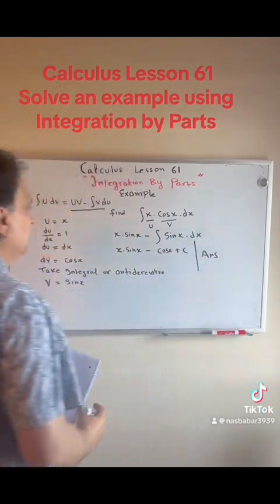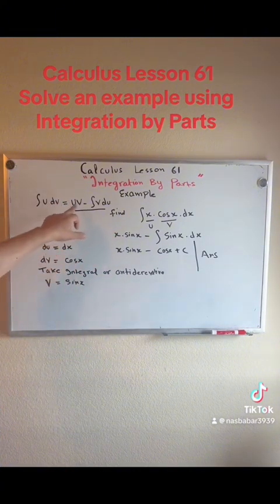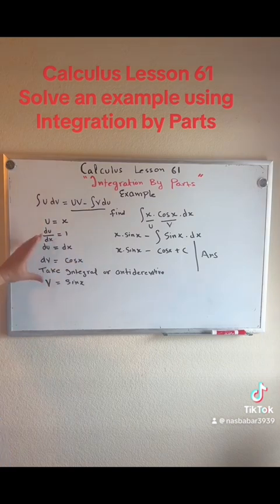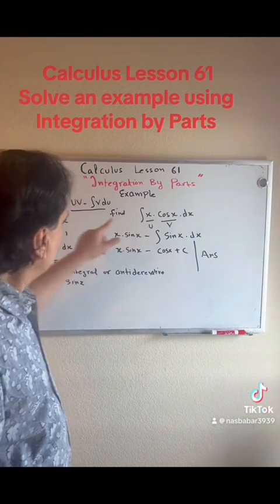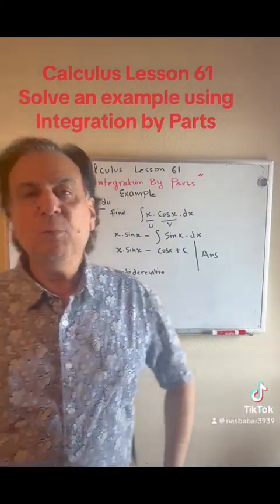How's that? You just have to come up with u and v, then take the derivative of u and the integral of v. You come up with this sort of table, and then you plug in the values using this formula right here, and that's it. Hope you learned something.